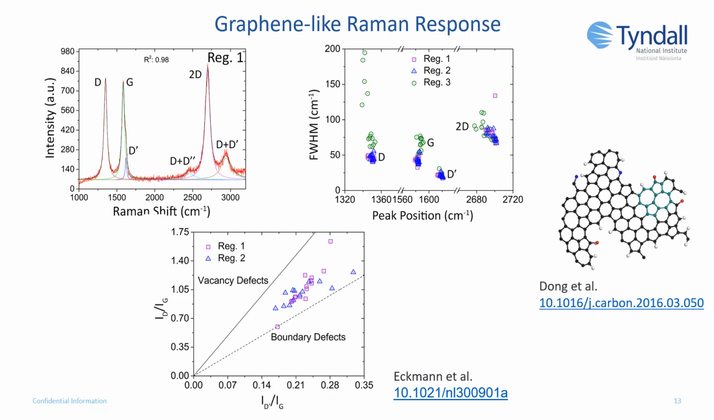If we analyze our peak ratios as suggested by Ekman et al., we see the ratios of D and D prime peak lie between those expected of vacancy and boundary defects, suggesting that these defects present in the produced material correspond to incomplete reformation of the graphene structure, which may be solvable by a targeted optimization process at a later point.